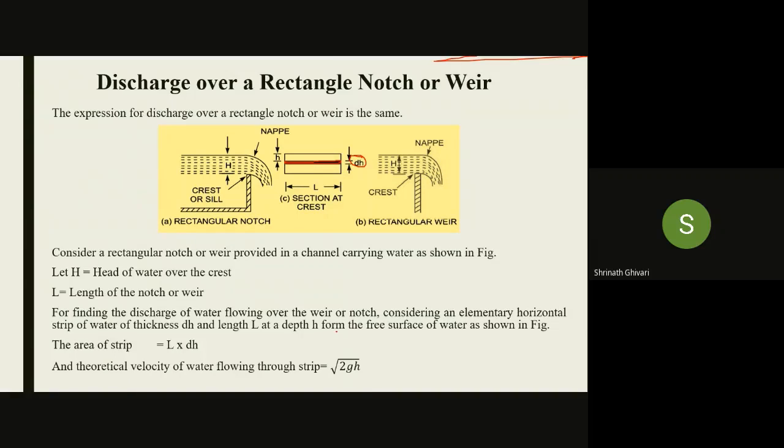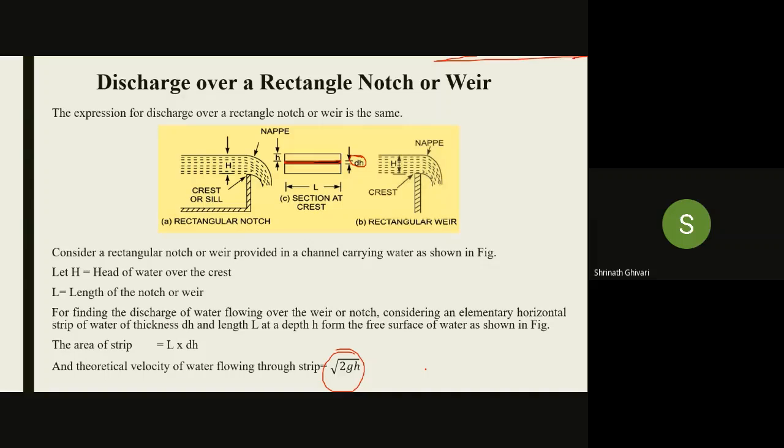Now, the theoretical velocity of water flowing through the strip is square root of 2gh. We are taking the velocity of water flowing through that strip as square root of 2gh. Now, the discharge dq through the strip. We are considering the elemental strip of water which is flowing, having a thickness of dh.